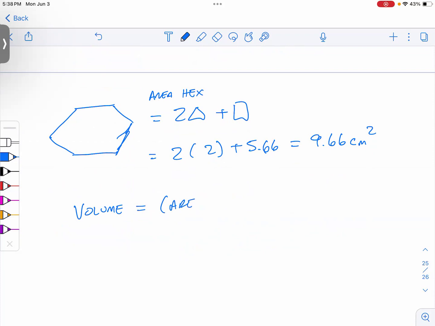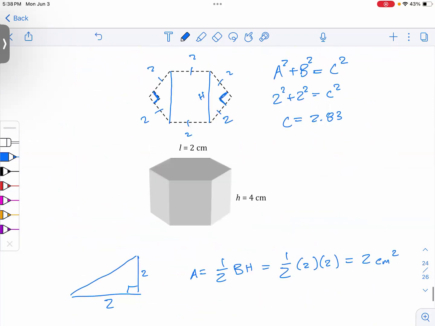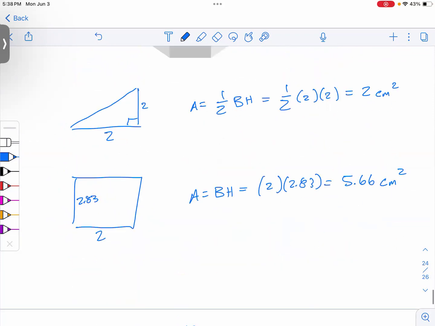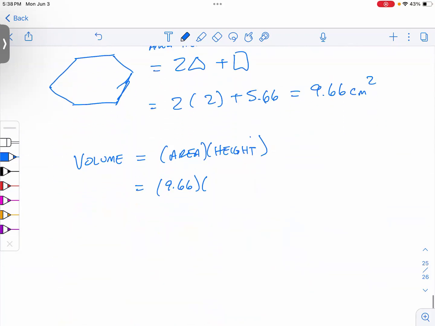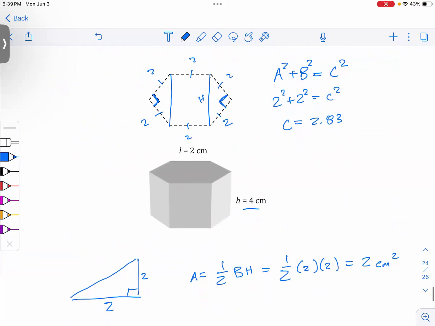Then in order to do the volume, like we said, that is area times the height. And the height, we are told from our diagram, is 4 centimeters, which gives us a volume of 38.63 centimeters cubed. So make sure we're paying attention to our units.